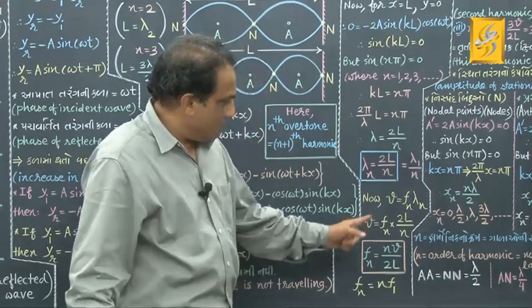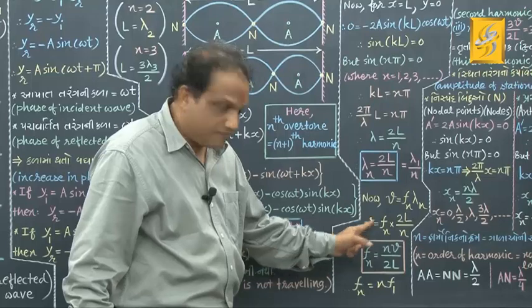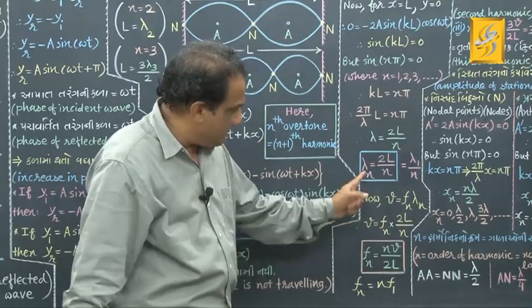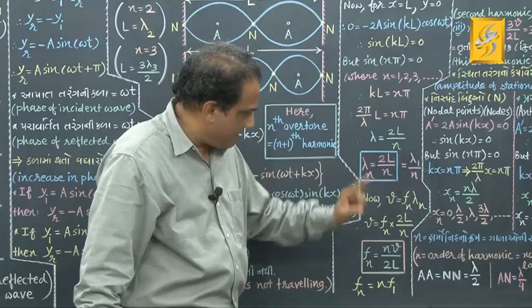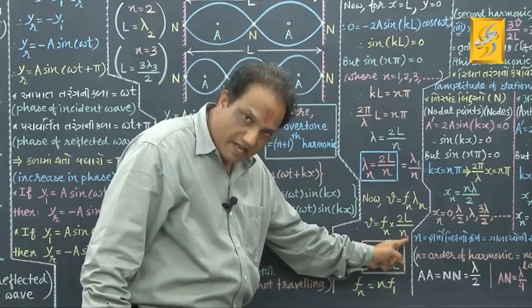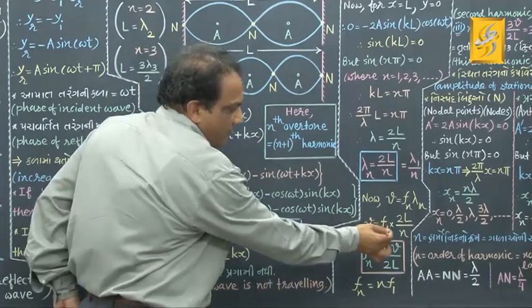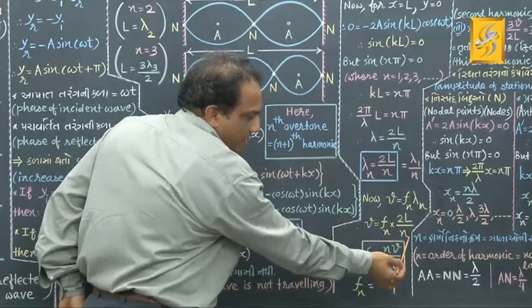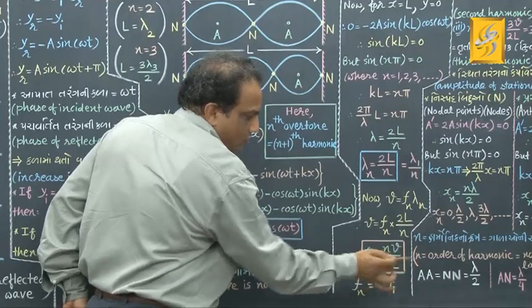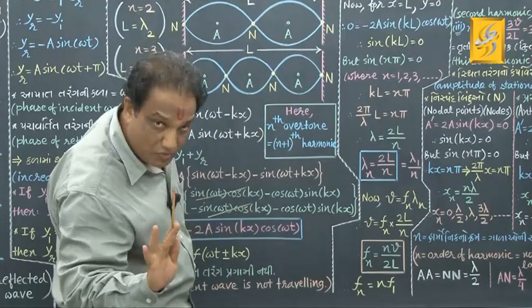Now tell me, V as it is, Fn as it is. What about lambda n? What is the formula? Lambda n equals 2L upon n. Correct? And now find out Fn from here. It will be n into V upon 2L.